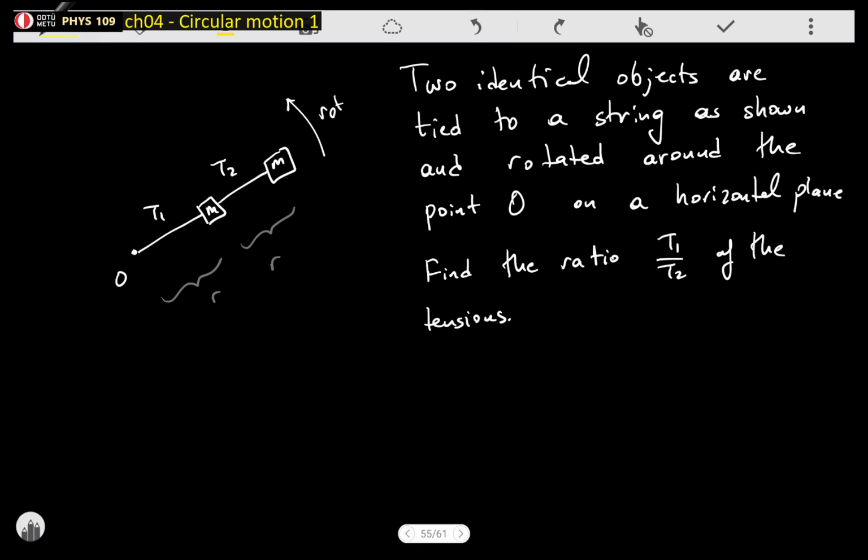So since they are asking for the ratio of the tensions, probably we need the ratio of these accelerations in here, and probably the ratio of the velocities as well. So at some point we would like to also find these ratios, but first let us see why we would need this ratio in here. For this, I need to draw the free body diagram. So let's do it like that.